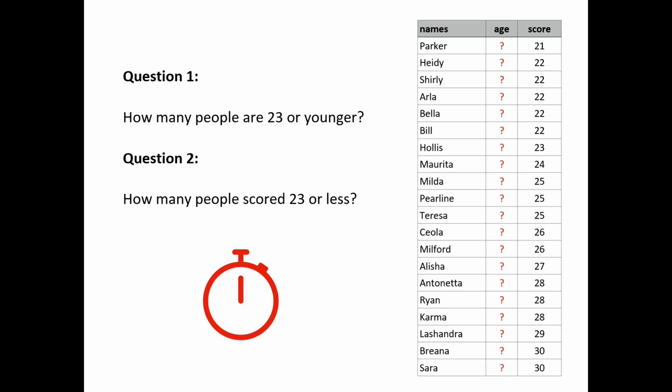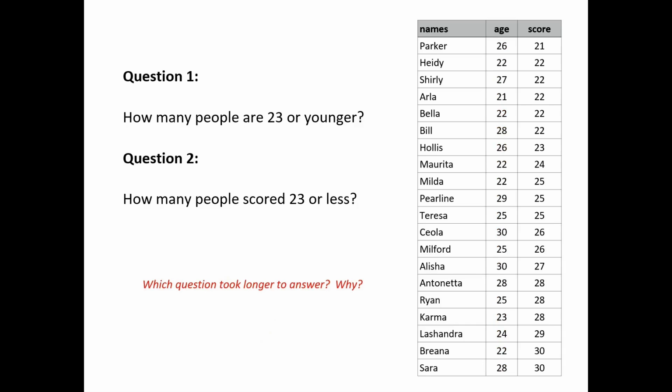So what I would expect that you guys would find, and it doesn't always work out this way, is that the score column, if you recognize that all of those numbers are already sorted, was much faster to figure out how many people scored 23 or less. The age column, everything was all mixed up, took longer. So the question is why? The answer is pretty simple.